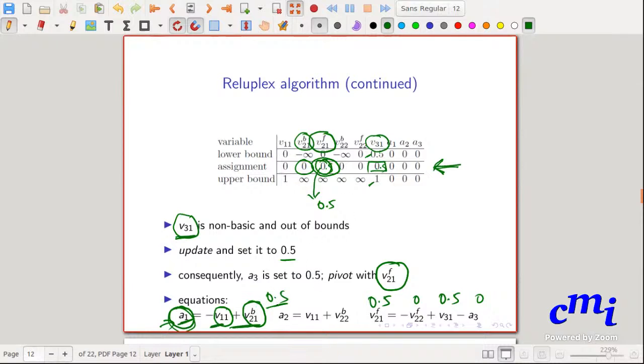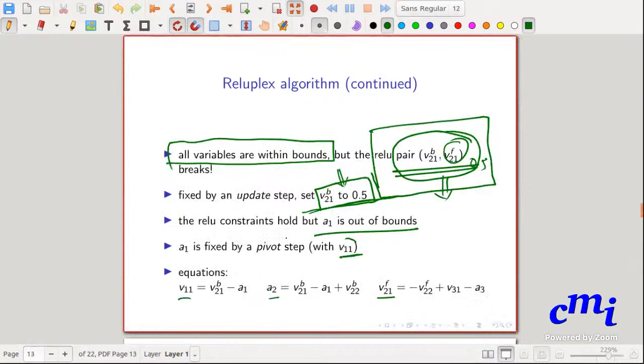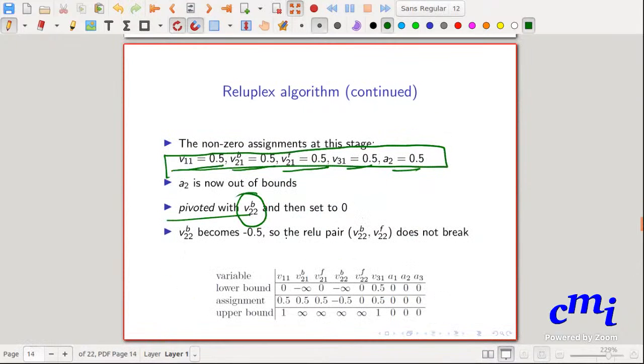But the point is that V21 was reset to 0.5, for which this had to be increased to 0.5 because this was in the negative thing. So negative and positive will make this 0. But the moment you increase V11 to be half, remember that this was still 0, and you have made it half. So therefore A2 is now out of bounds. This is the effect of what you have done. And once you have done this, A2 is out of bounds. So A2 is pivoted with VB22, because VB22 is unconstrained. So A2 is pivoted with VB22 and then it is set to 0.